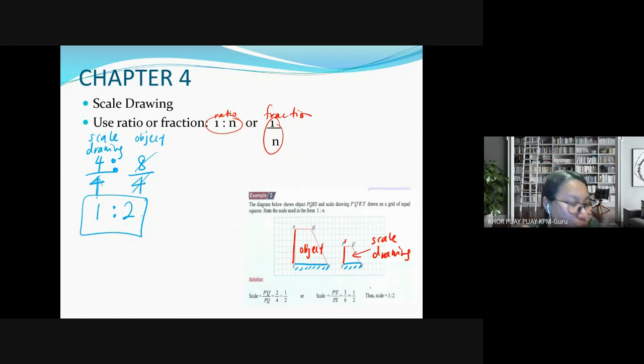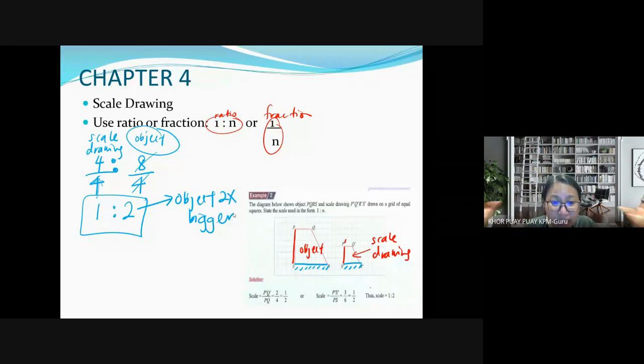So 1 ratio to 2, you must know how to read the scale. You must know how to interpret. Macam mana nak baca ni? 2 ni untuk apa? You must know what it is for. So this 2 is to show object. My object is twice bigger, or 2 times bigger. Okay, 2 times bigger. So when my object is big already, you cannot resize your image bigger. You will resize your image smaller. So when you resize, now my scale drawing will be 2 times smaller.